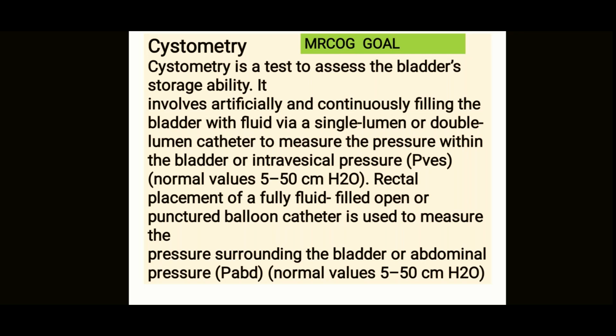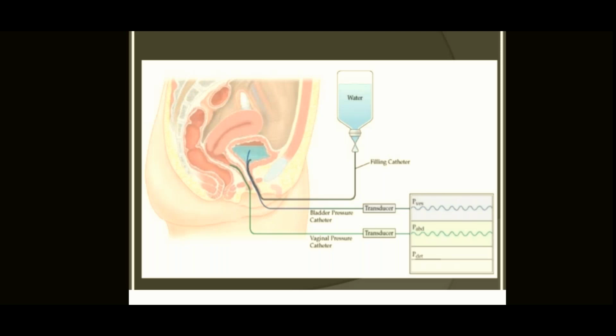The rectal placement of the fluid-filled open or punctured balloon catheter is used to measure the pressure surrounding the bladder, or the abdominal pressure. So remember, there are three catheters that are kept. One is kept in the rectum to check the abdominal pressure. Two are kept in the bladder. One is to fill the bladder with the fluid. Another one is a transducer, and it will check the pressures of the bladder. So this is how it is.